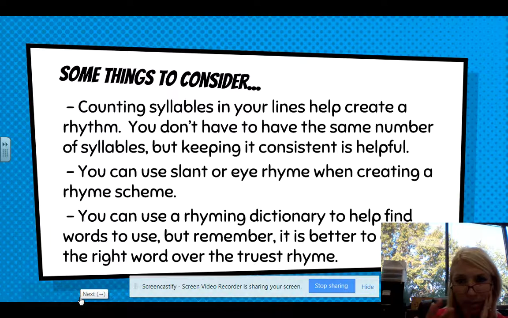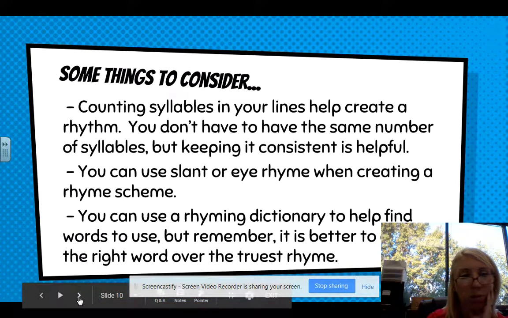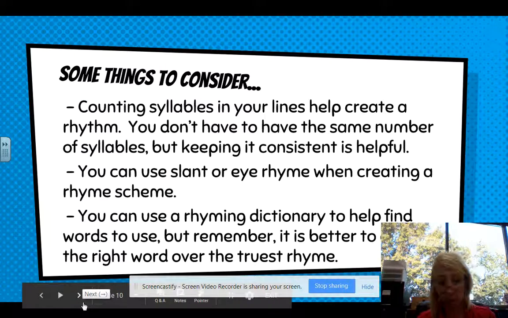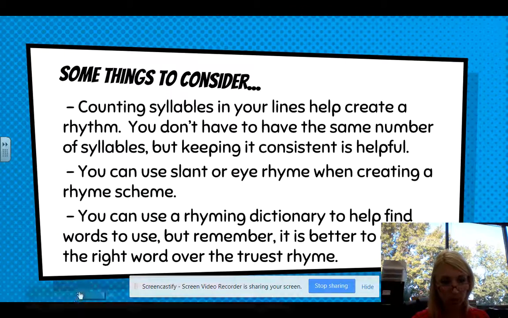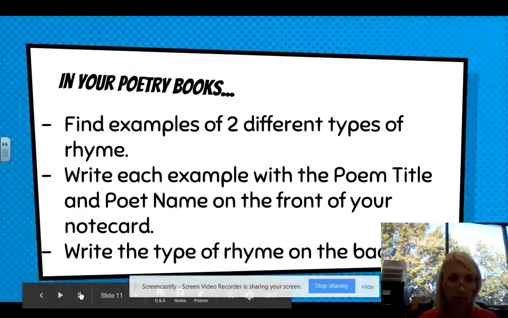You can Google rhyming dictionary, type in your word. That's a great resource. I also have some little rhyming dictionaries over on my shelf, and I might put them at the tables as well. Those aren't the greatest. They were in the dollar bin at Target, but they work definitely. So you can always use those. That's helpful when you're trying to write with a rhyme scheme.